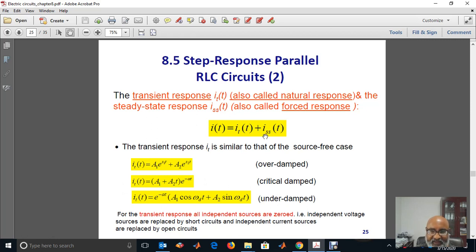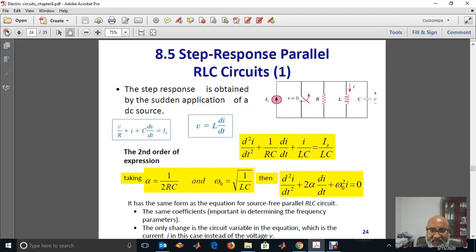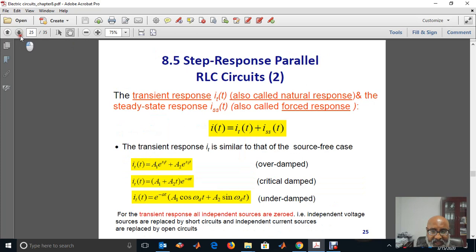And the steady state response is the response of the current in the long time, after the transient response has died out. For example, for this case, because the inductor will be short circuit, this IS will flow through the inductor. At t equal to infinity, the inductor current will be the same as the source current IS.